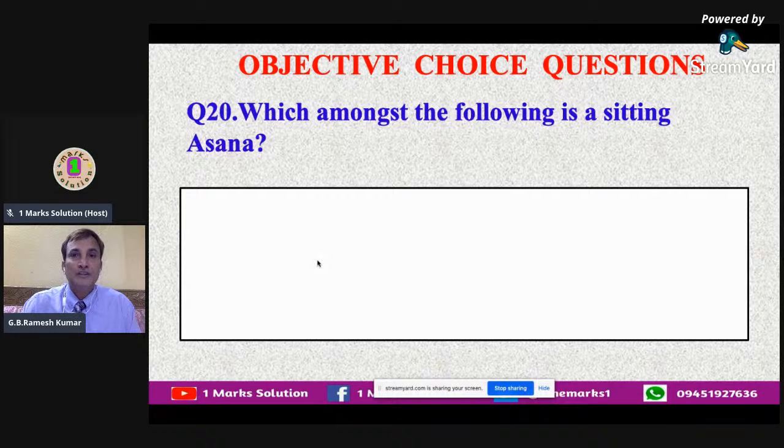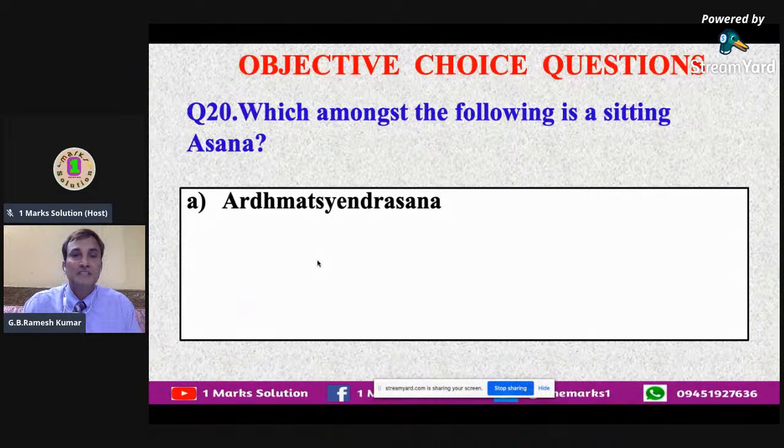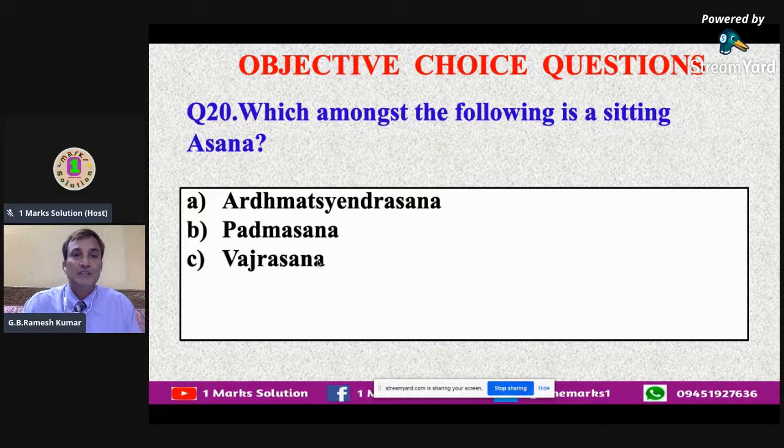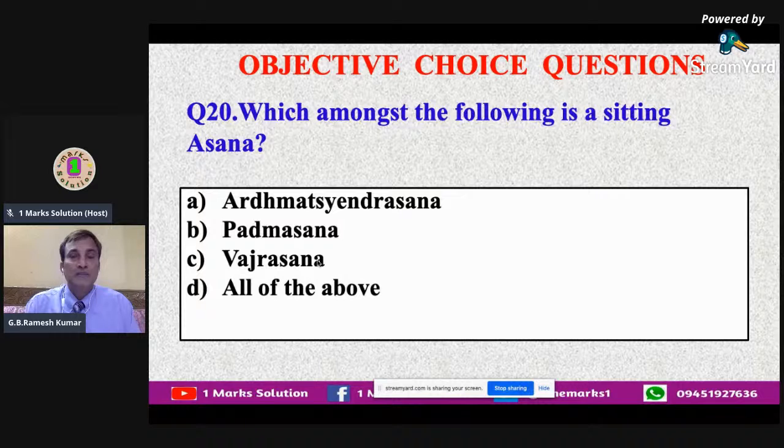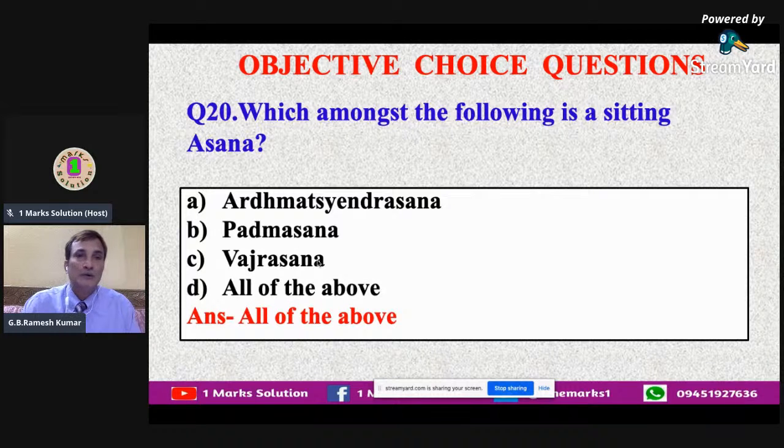Which amongst the following is a sitting asana? Ardha Matsyendrasana, Padmasana, Vajrasana, all of the above. Now, Ardha Matsyendrasana is done on the floor, and Padmasana also we can do on the floor, sitting posture only. Then Vajrasana is also a sitting posture. So the answer is all of the above.